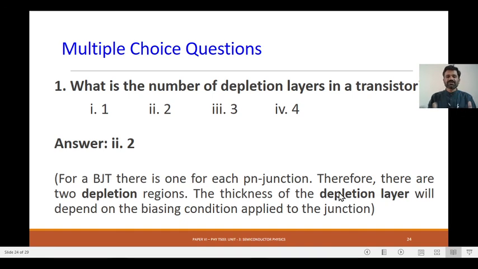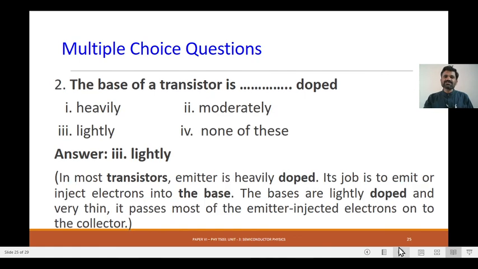The thickness of the depletion layer will depend upon the biasing condition: how much reverse bias voltage you are applying, how much forward bias voltage you are applying to the junction. That decides the thickness of the depletion layer. Next, the second question is that the base of a transistor is dash doped, whether it is heavily doped, moderately doped, or lightly doped, or it is not at all doped.